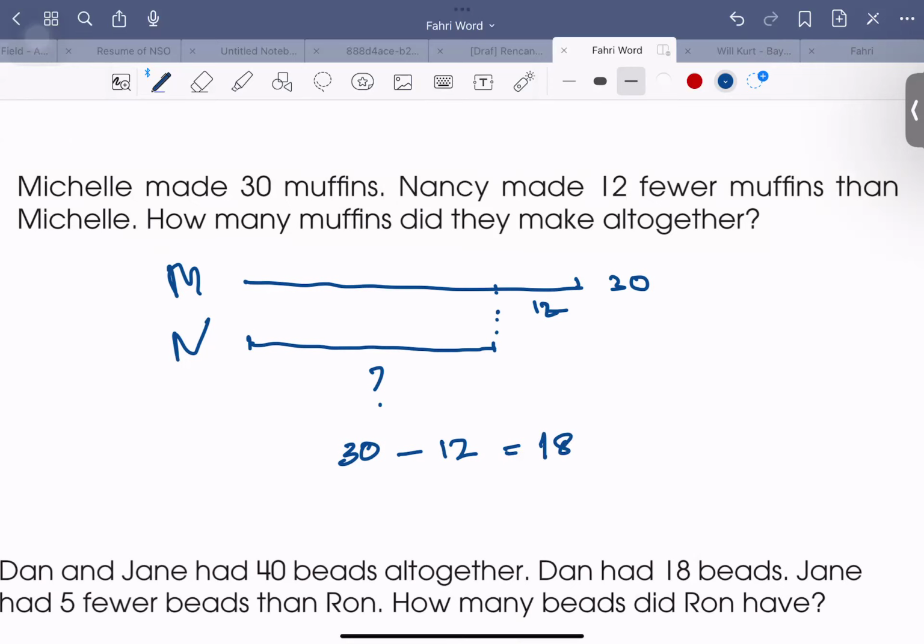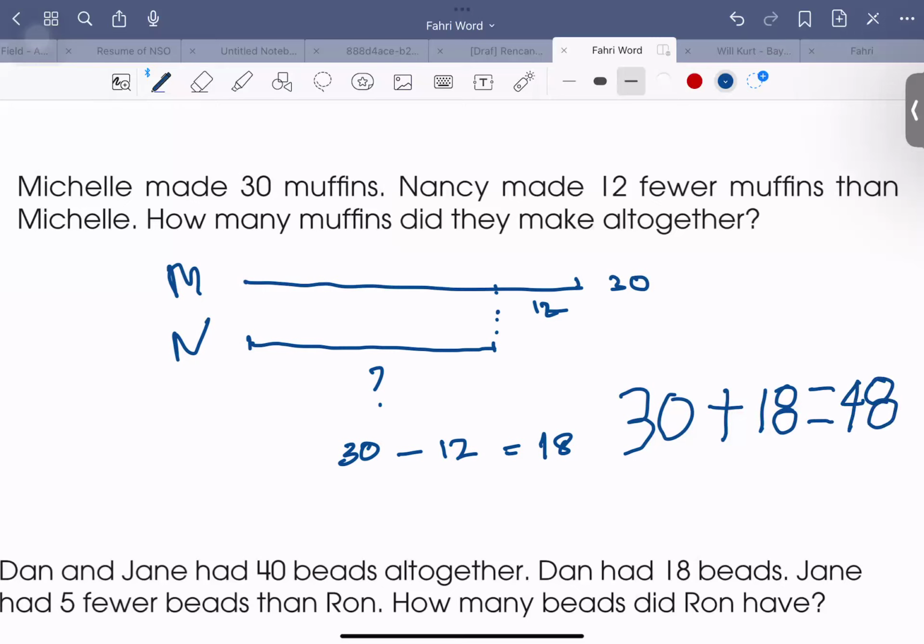However, the question is, how many muffins did they make all together? What do we have to do now? 30 plus 18. So we need to get a summation of Michelle and Nancy, right? So the result is 48. Cool.